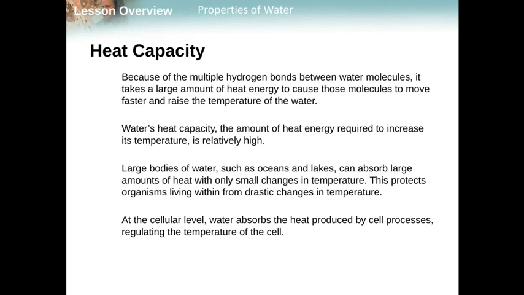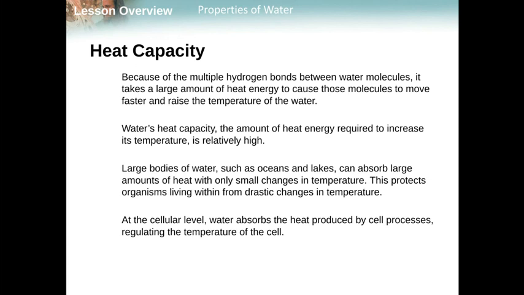So, heat capacity. Heat capacity is something that's kind of difficult to understand. But to put it simply, water's heat capacity, the amount of energy required to increase its temperature, is relatively high. Think about when you boil water on the stove at home. Let's say you take 2 liters of water, put it in a pot, and turn on the stove, which uses energy to heat that water up. The amount of energy to do that is relatively high.